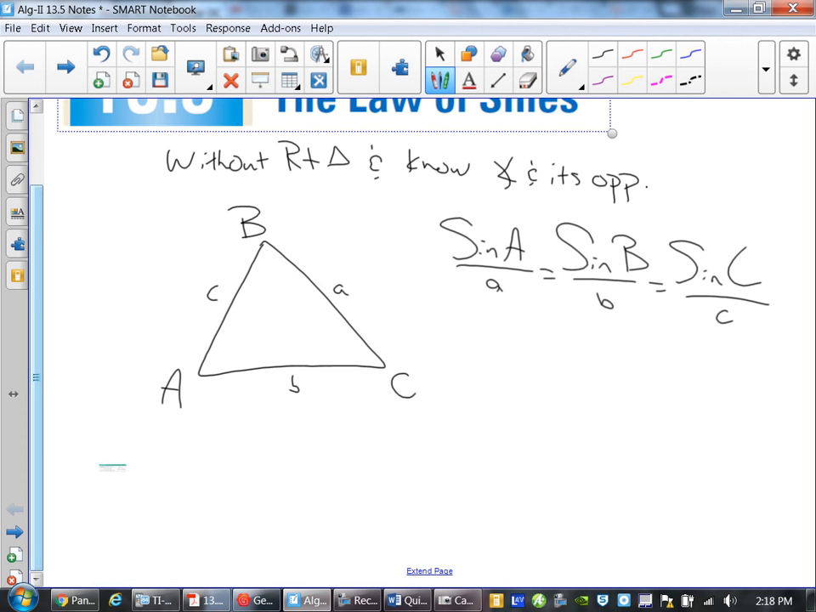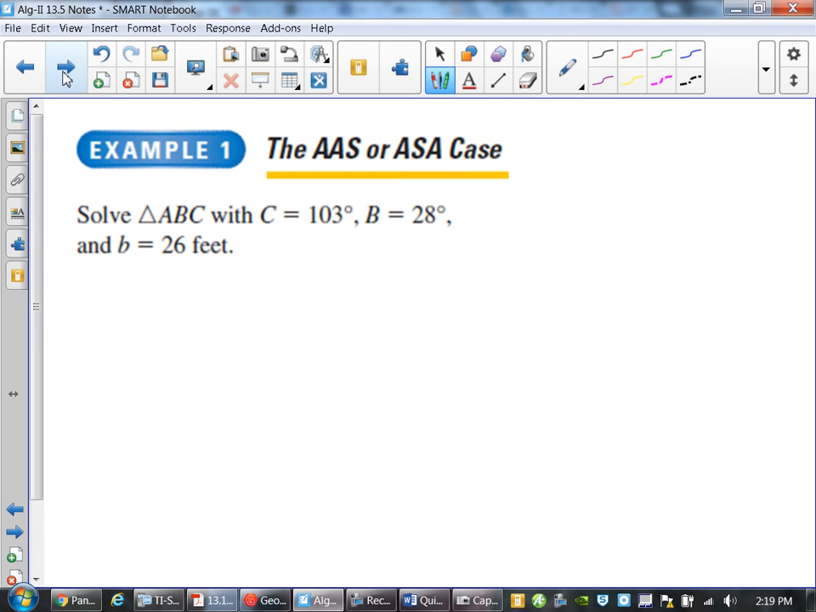So, when this scenario will happen is when you'll have two angles and a side, or you're going to have two sides and an angle. But one of those angles has to be across from one of the sides. Now, obviously, if you have two angles and a side, you can find all three angles, because what do all three angles have to add up to in the triangle? 180. So, law of sines is pretty straightforward.